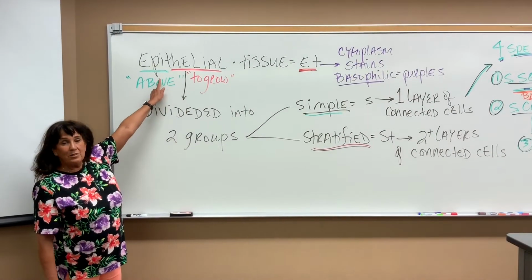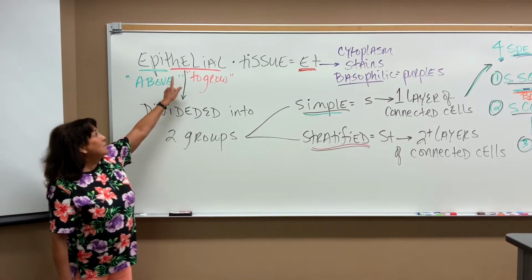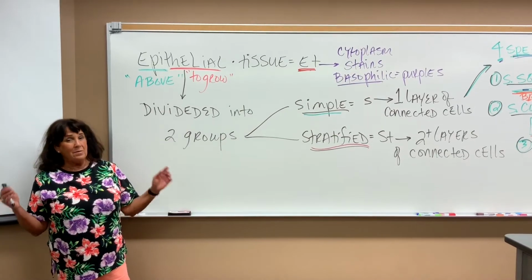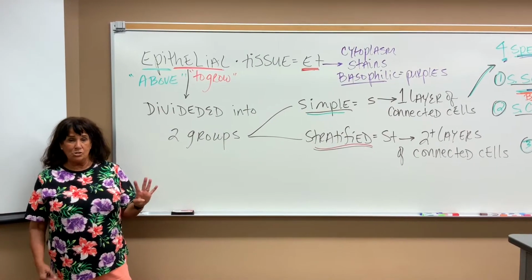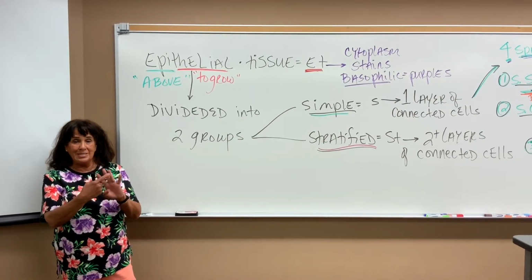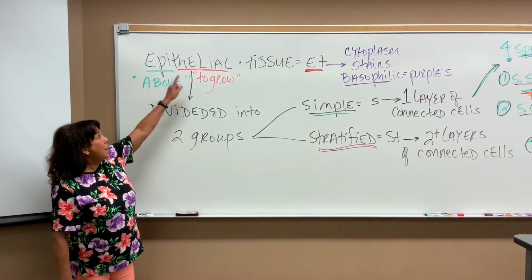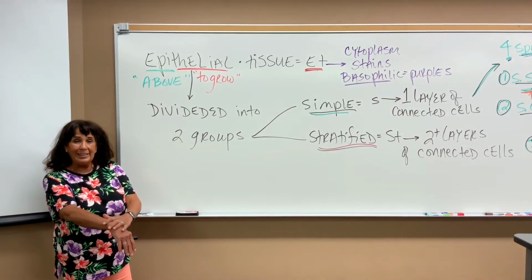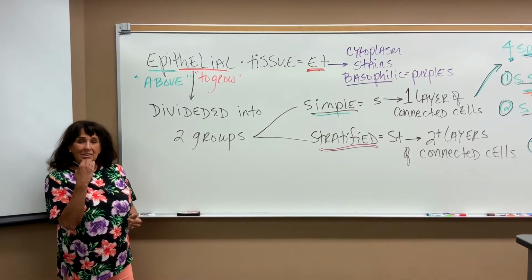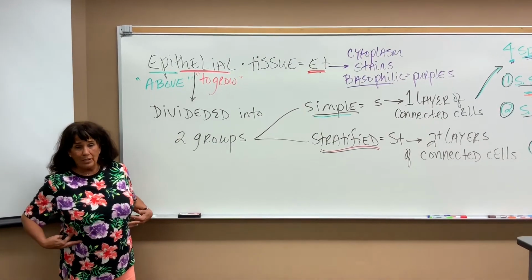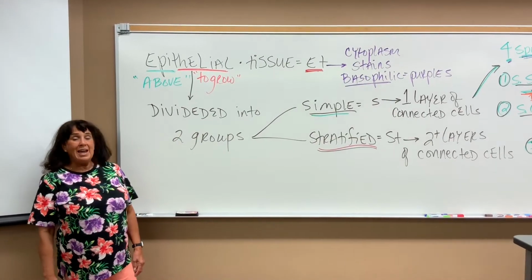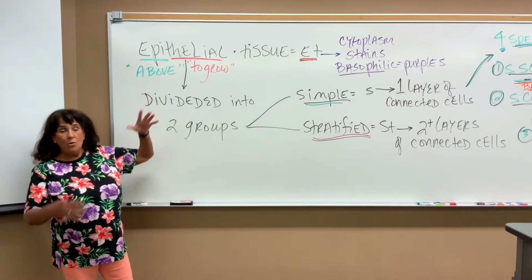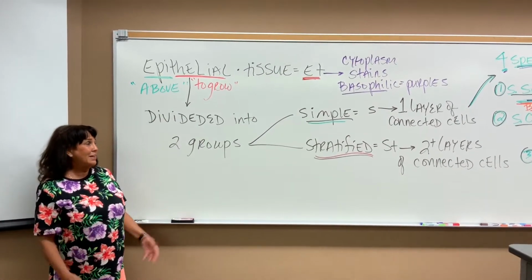If you break down the word, epi means above and thelial means to grow. So this first general type of tissue, and remember we have 4 general types of tissue, ET, CT, MT, and NT. Epithelial tissue grows on the top surfaces, on the outside of the body. It covers any space in the inside of the body. It covers all internal organs, some kind of ET. And so that's where you're going to find it. It grows on the outside of the body or around air spaces in the inside of the body.